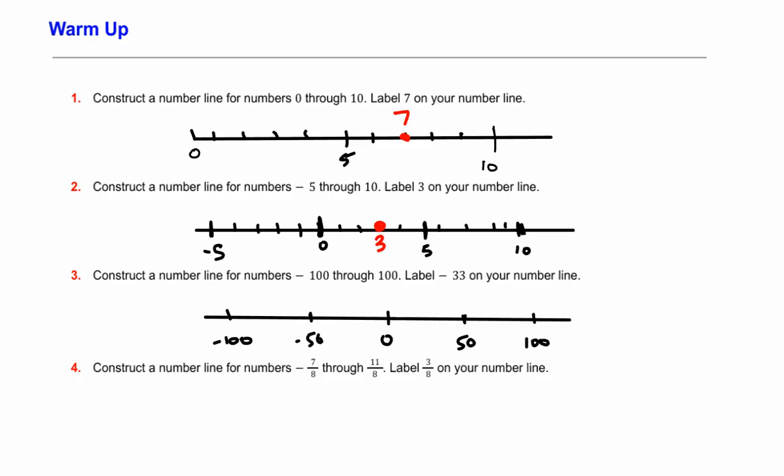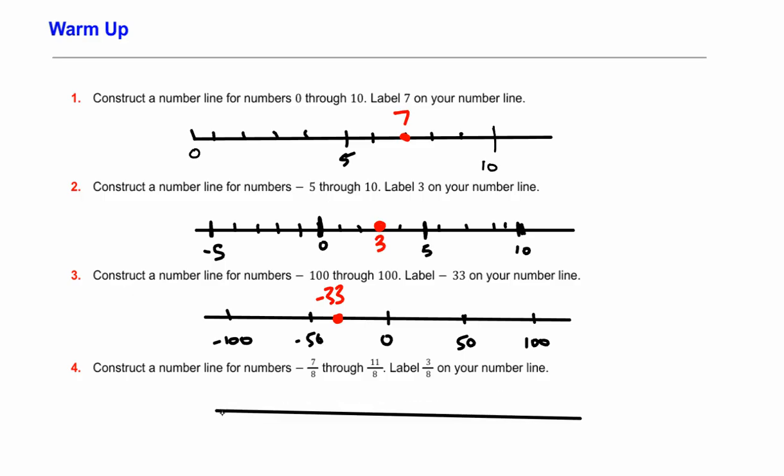And now -33 is going to be somewhere between -50 and 0. Now remember, about right here would be -25, but that's not quite far enough. So I'm going to go just a little bit past that, a little bit closer to the negative 50 than to the 0. Because negative 33 is closer to negative 50, so it's a little bit more than halfway. That's probably pretty good for what we're doing there.